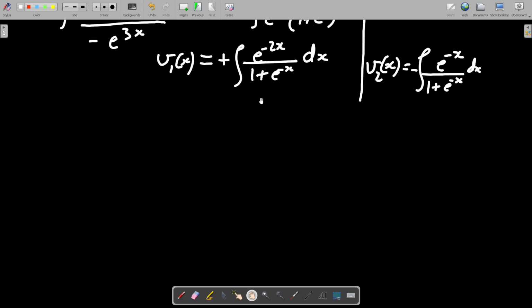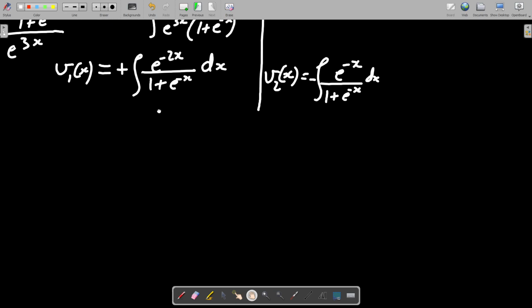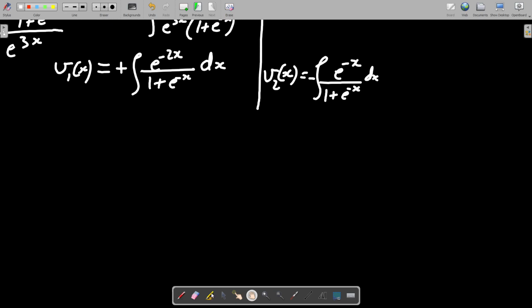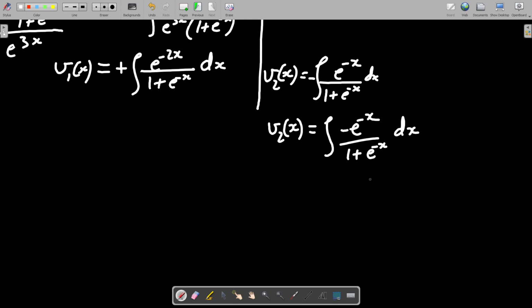V2 will be easy to integrate. V2 will have to just look at what will be V2's integral. Can you see the numerator is a derivative of the denominator, right? So this is going to become ln of 1 plus e raised to minus x. Okay. So V2 we got, V1 will have to see something.